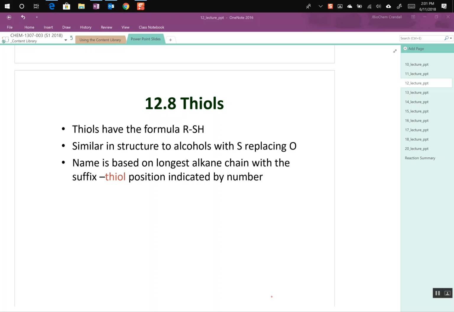Your first test is just going to be over chapters 10, 11, and 12. Okay, so even though we're going to start the other chapters, those won't be on the first test. Just these first 3 chapters. That's what you're going to have on your first test. Okay?